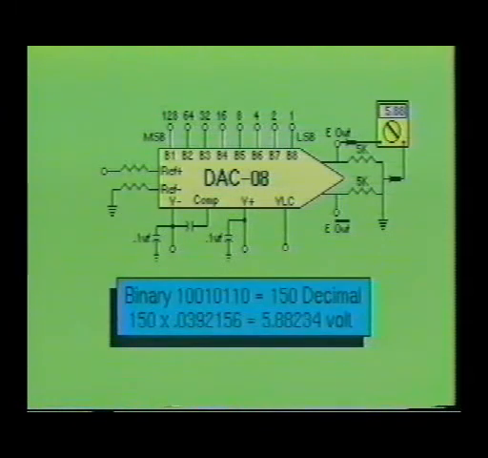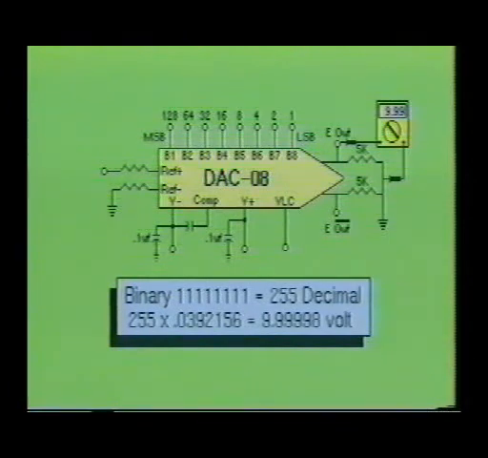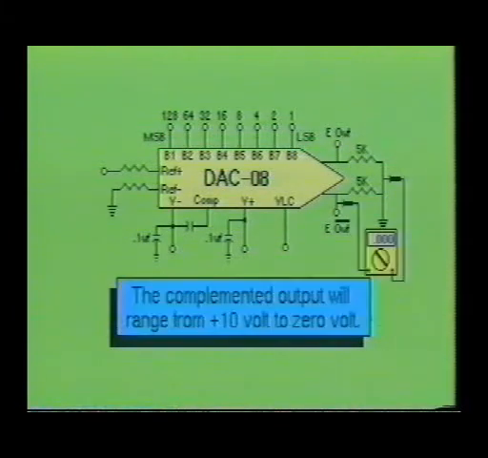When the binary input is changed to 10010110, then the analog output changes to approximately 5.88 volts. And by making all the inputs high, we can produce an output voltage of approximately 9.99 volts. Now let's see what happens to the DA converter device as its complemented output when these same inputs are applied.